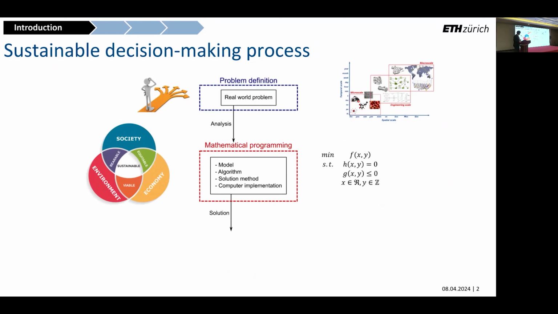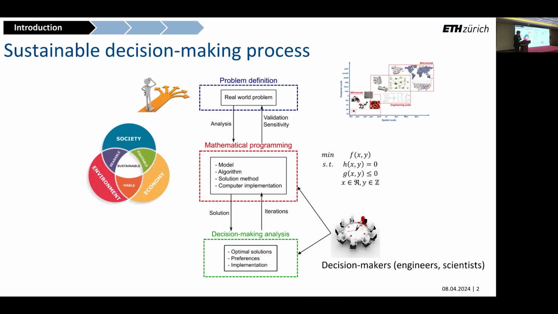These models are quite complex, so we also have to develop some algorithms in order to identify the optimal solutions, and then these solutions are passed to decision makers. Here we can think about policy makers, scientists, and engineers who will use these solutions to improve the sustainability performance of different types of industrial systems.